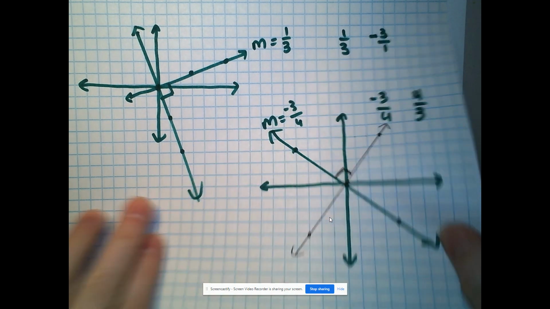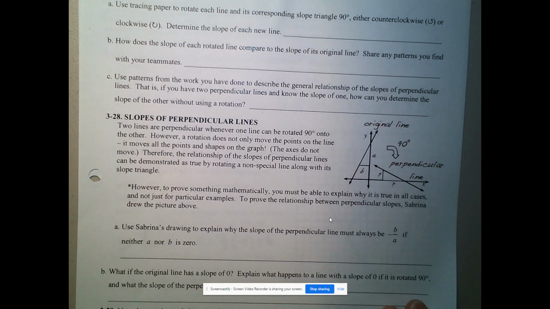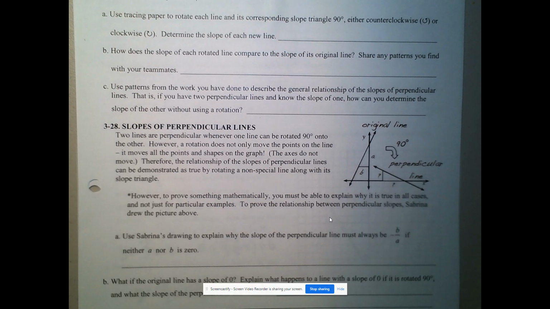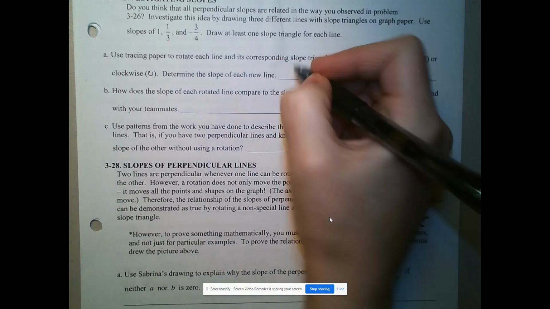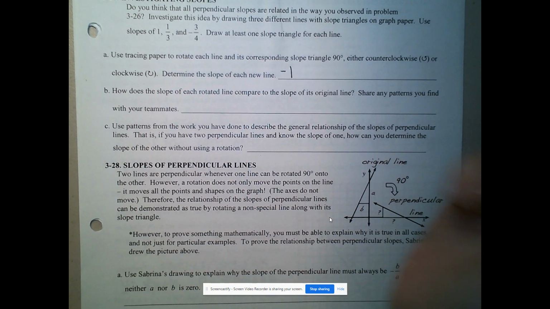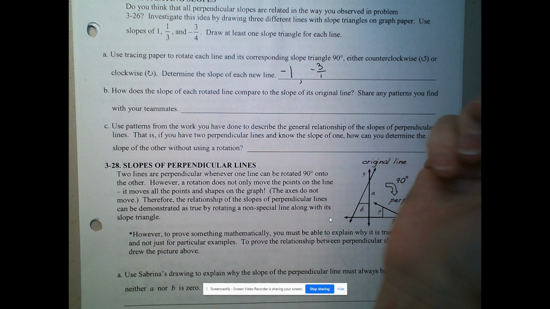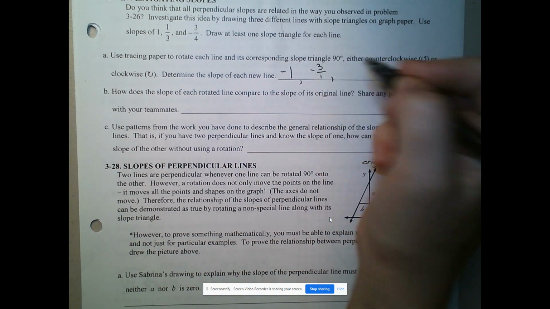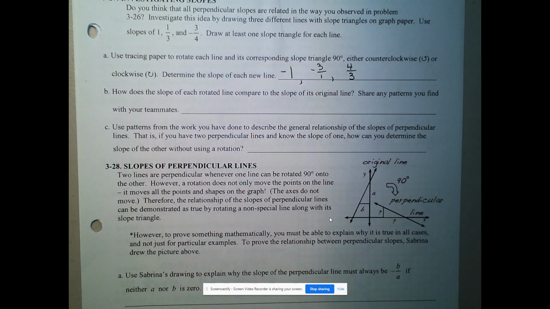The question that's actually physically on the page says, what are the slopes of the new line? So the first one, if the original slope was 1, we're saying the opposite reciprocal would be -1. If the first one was 1/3, the opposite reciprocal was going to be -3/1, or just -3. And then the last one was -3/4, so the opposite reciprocal was +4/3.